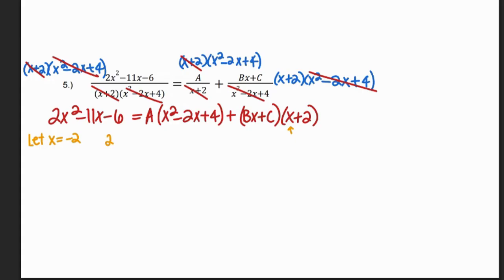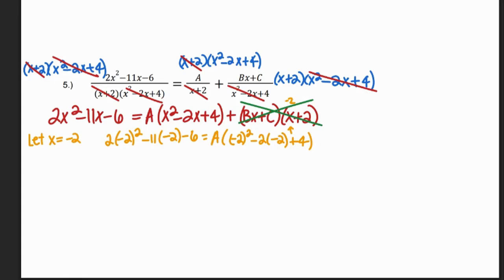So we're going to substitute in negative 2 everywhere we see an x, including on the left side. So we have 2 times negative 2 squared minus 11 times negative 2 minus 6 equals a times negative 2 squared minus 2 times negative 2 plus 4. And then we don't really have to show any work. We know that if we substitute in negative 2 there, it's going to be 0. And 0 times anything is going to cancel out. So that's gone. All right, so let's see what's left over.